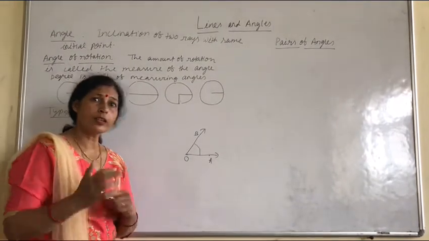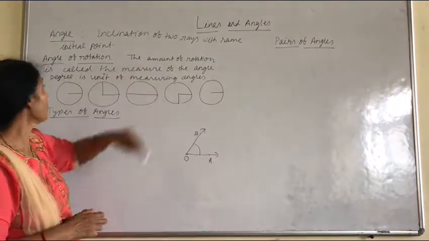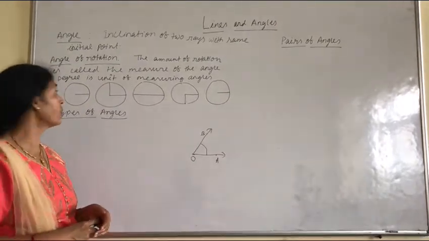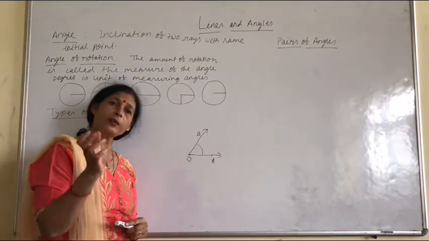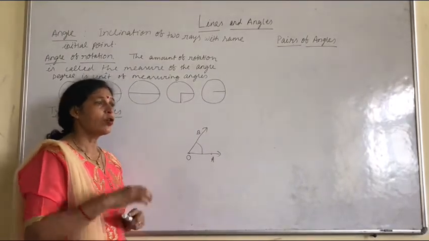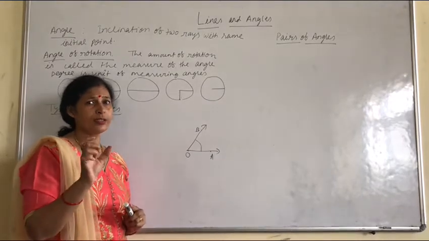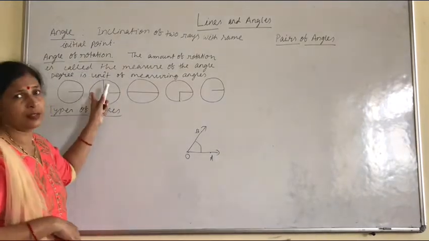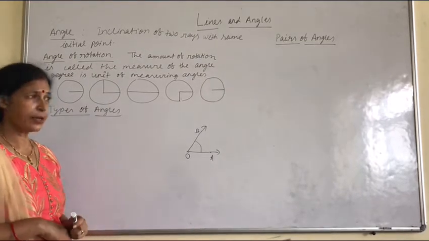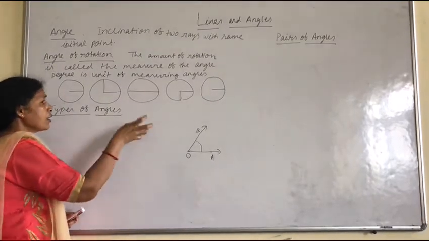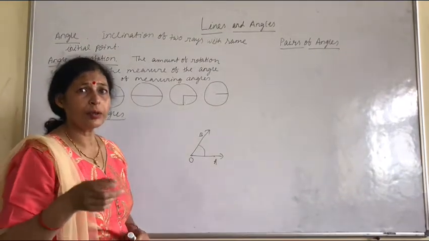Now angle of rotation. The amount of rotation is called the measure of the angle. The amount of rotation, the measurement of the angle. How do you measure? What is the unit? Unit is the degree. The angle का unit है degree. So कितना degree क्या है? How do you know the measurement?